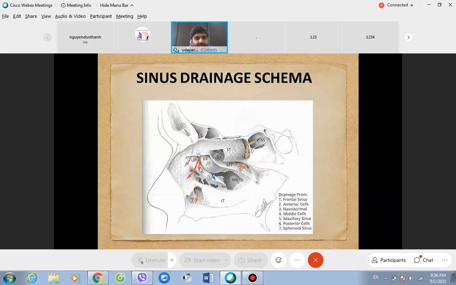Anteriorly, frontal, anterior ethmoidal, and maxillary drain into the middle meatus. The posterior functional unit, which is comprised of posterior ethmoidal air cells, drains into the superior meatus, and the sphenoidal sinus drains into the sphenoethmoidal recess. There are three groups of the sinuses according to the 8th edition Scott Brown.